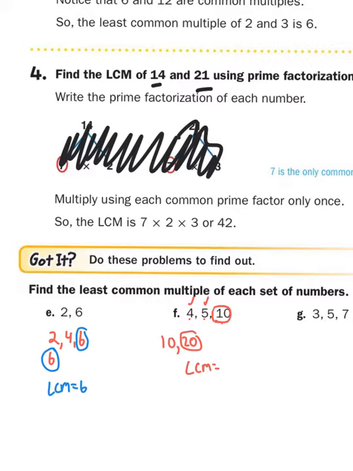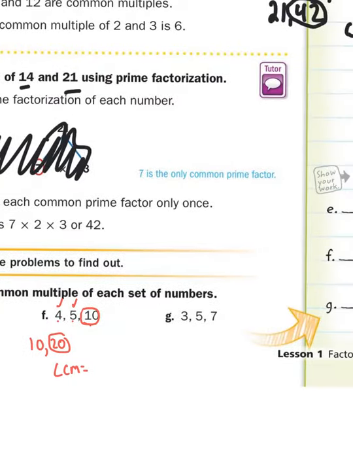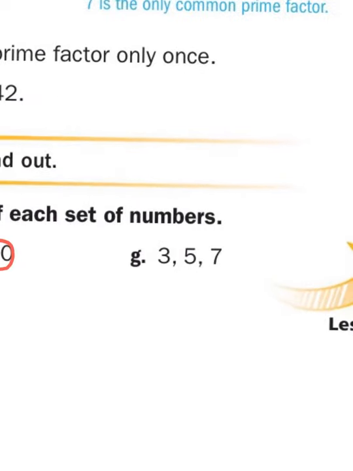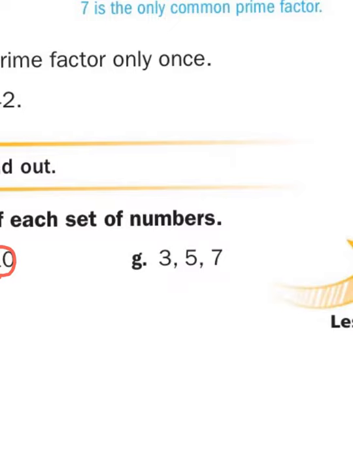All right, now let's go down to problem G. I'm going to change this one up a little bit because this one's kind of complicated. It says find the least common multiple of 3, 5, and 7. This one goes on forever. Not really forever. It eventually stops, but it's a pain.